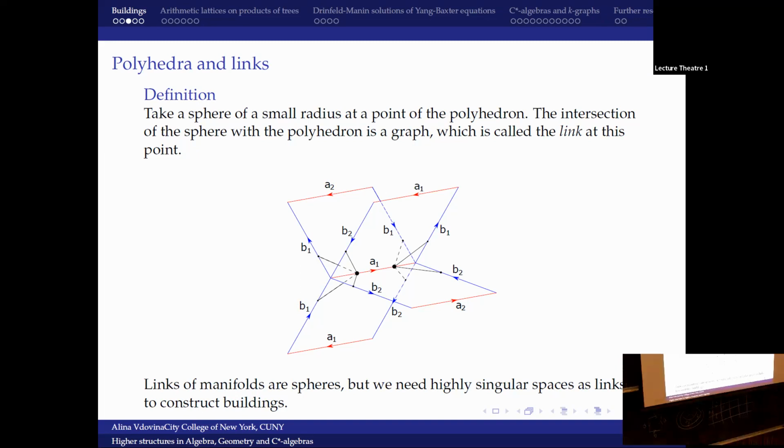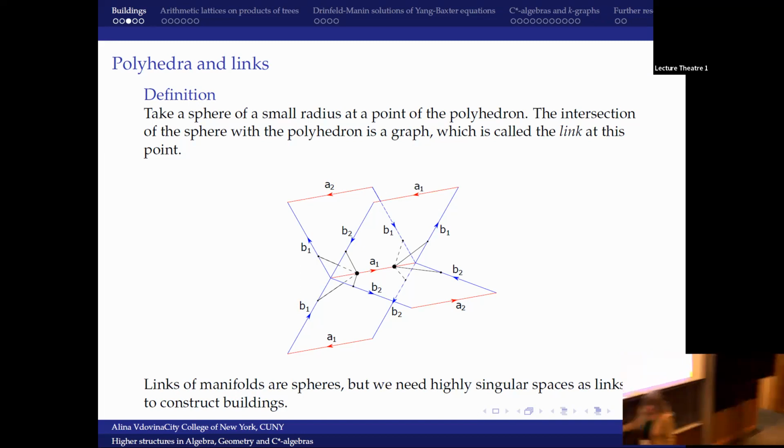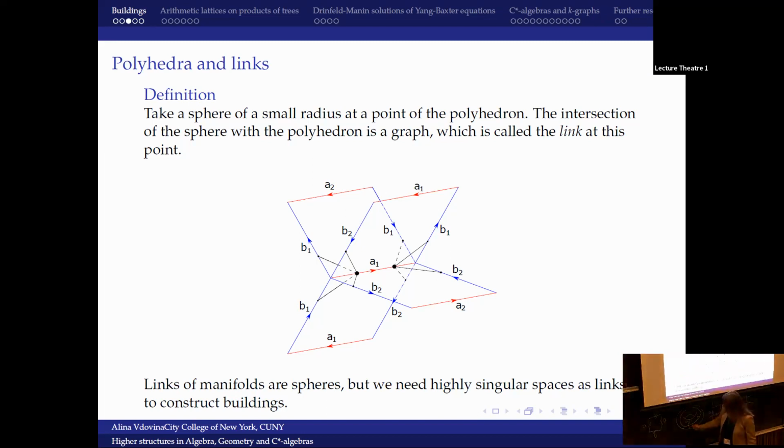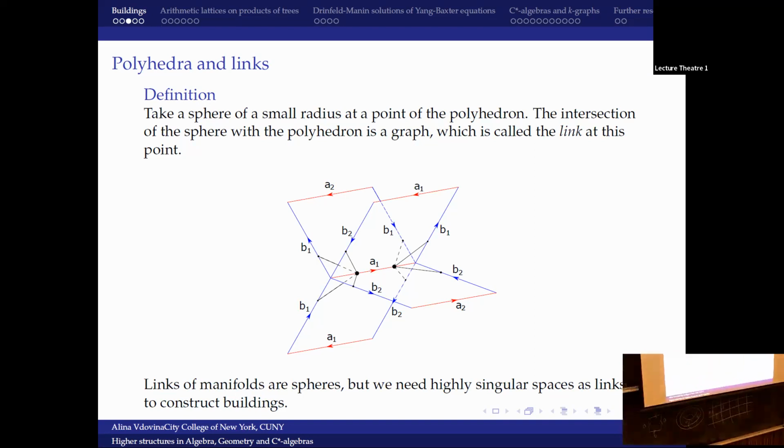It's not a very complicated link, but each edge which is incident to the vertex will become a vertex in your link, and each face will become an edge. So you keep track of the local structure of your complex by looking at the links. Okay, any questions?